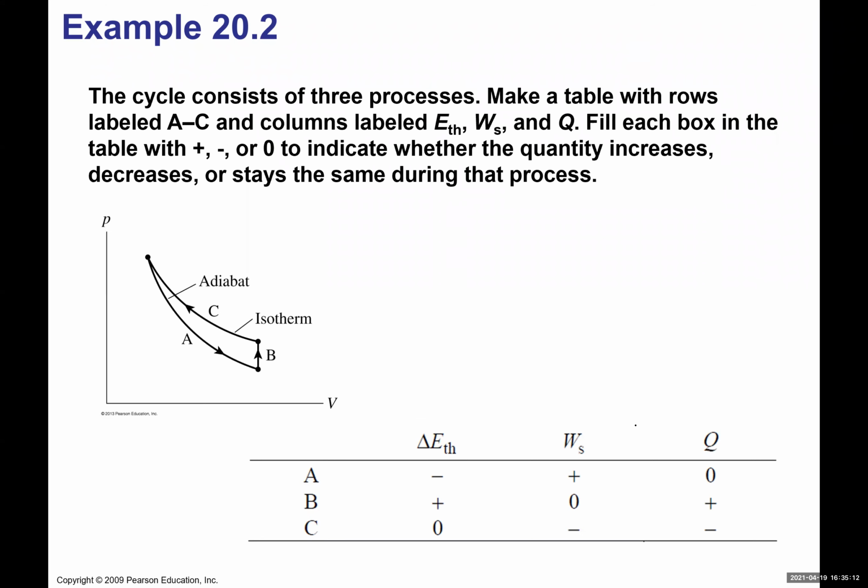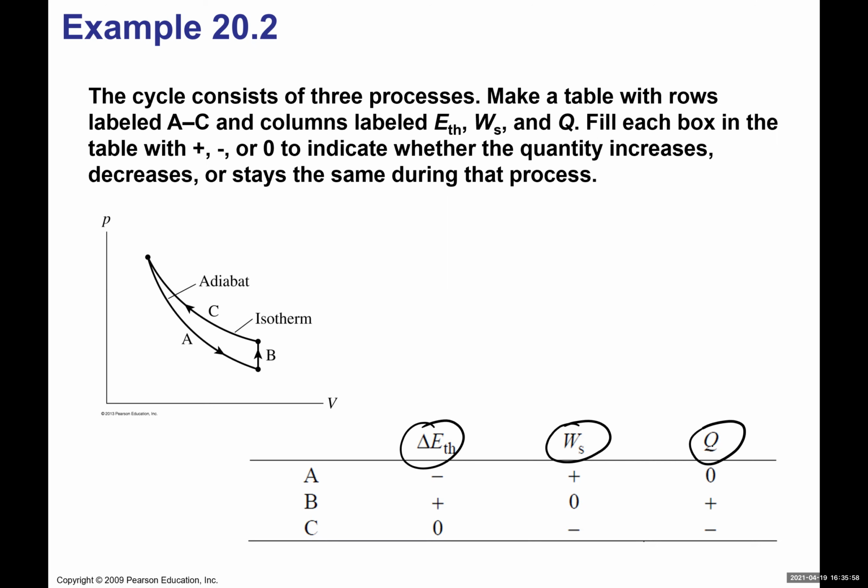Here's one more example. A cycle consists of three processes. So we're going to make a table with rows labeled A to B, B to C, and C to A, basically a process that goes from A to B, B to C, and then back from C to A. And columns labeled change in thermal energy, work done, and amount of heat energy that was transferred in or out. Fill each box in the table with plus, minus, or zero to indicate whether the quantity increases, decreases, or stays the same during the process.